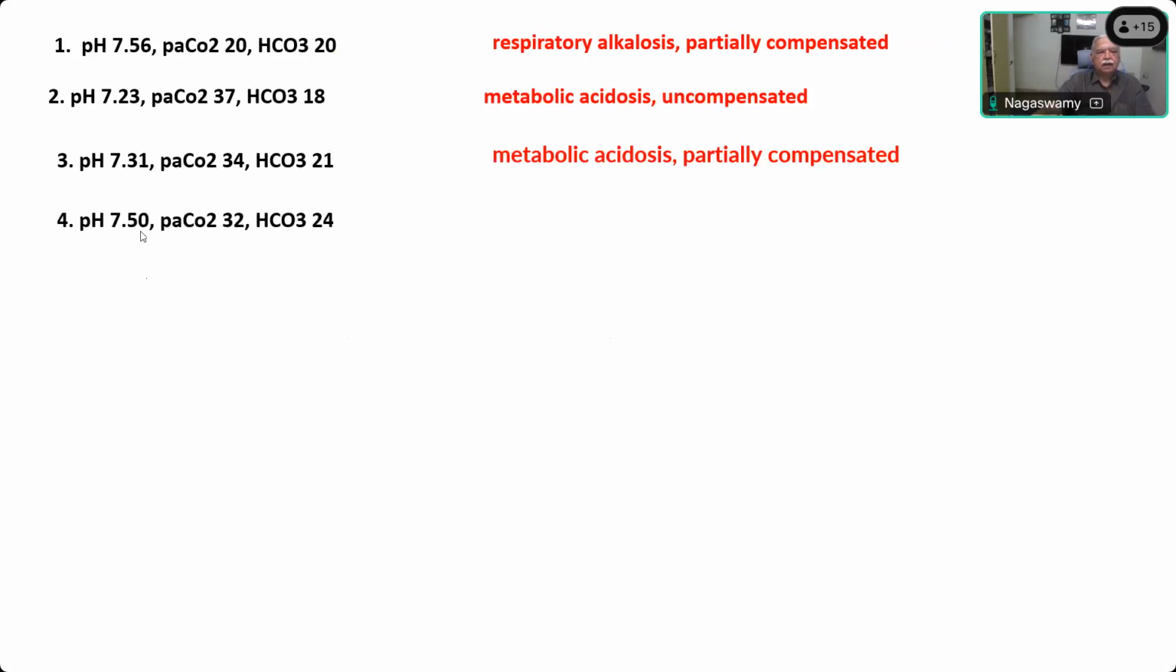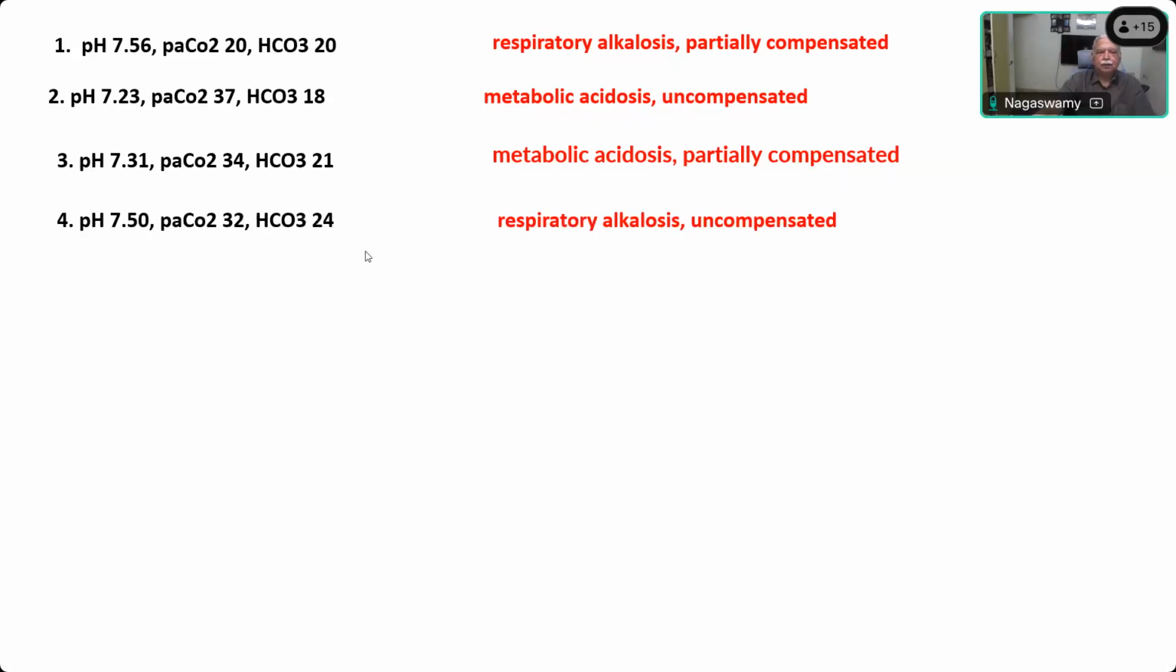pH is alkalotic, PaCO2 also alkalotic, bicarb is 24. Partially compensated respiratory alkalosis? What should happen to the bicarb in respiratory alkalosis? Should it go up or down? It should decrease. It is normal. So this is respiratory alkalosis, totally uncompensated. Bicarb is within normal range. It should have gone down.